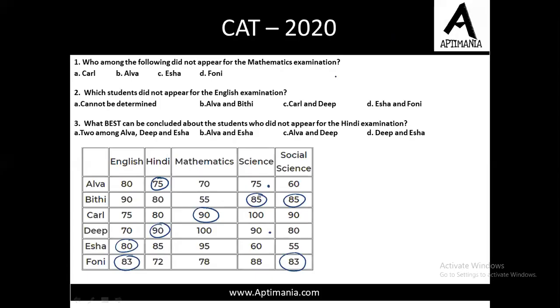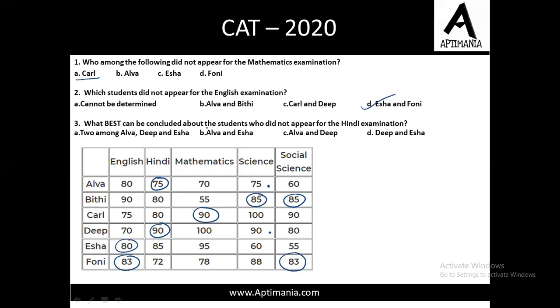Okay, so moving to first question. First question is, who among the following did not appear for mathematics examination? So for mathematics, C is the one who did not appear for mathematics examination. So the answer is option A, that is C. Next: which student did not appear for English examination? See, for English we are sure the answers are E and F, Isha and Pony. So the correct answer is option D, that is Isha and Pony.